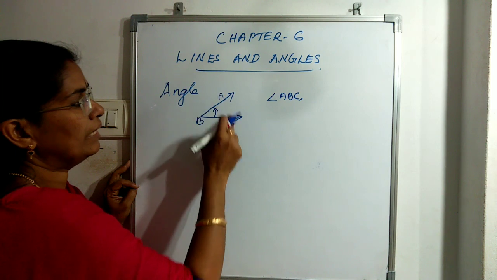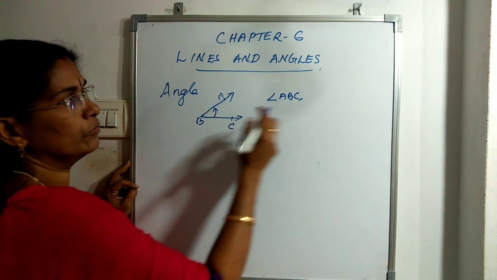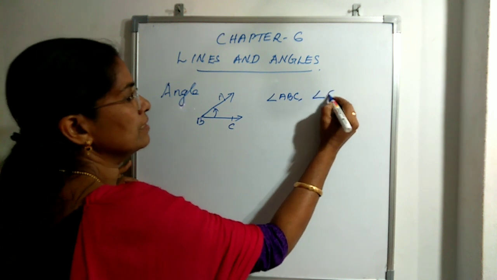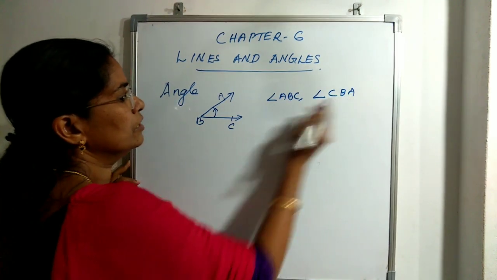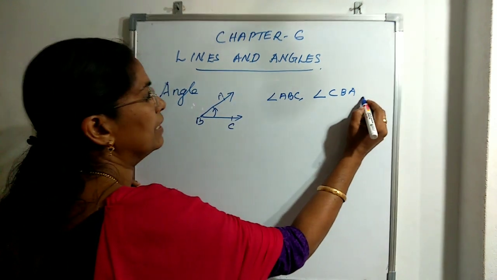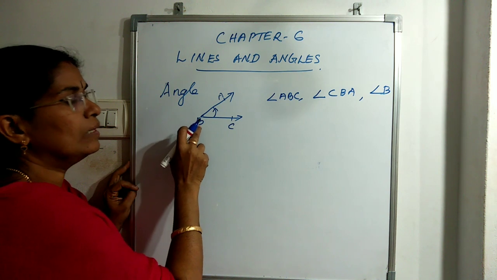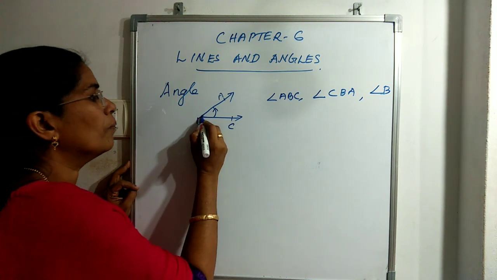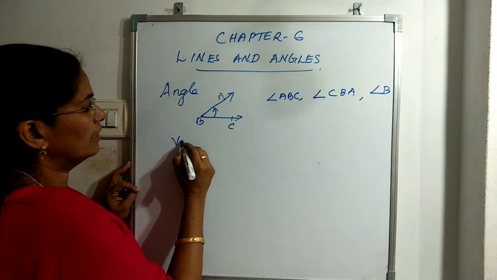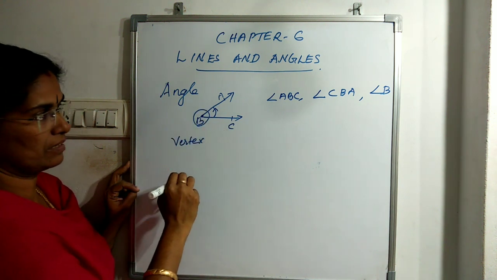ABC, one order, not ACB. You have to follow one order. Otherwise, you can write it as CBA, starting from C. This is also correct. Or simply we can represent it as angle B. When we represent it with only one letter, that letter, the common point, is called the vertex of the angle.